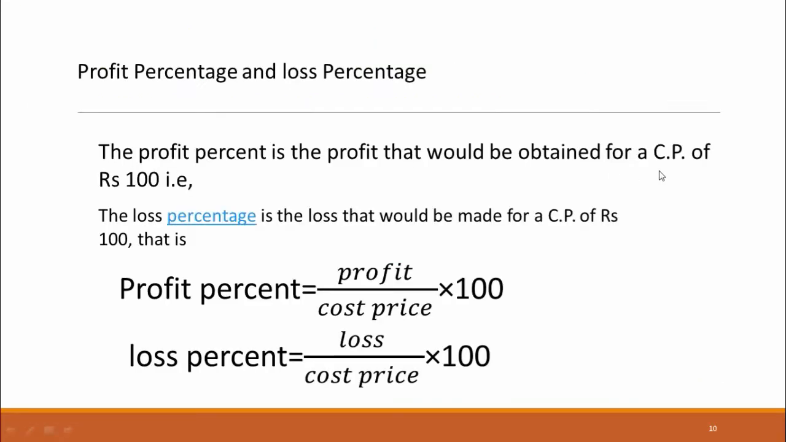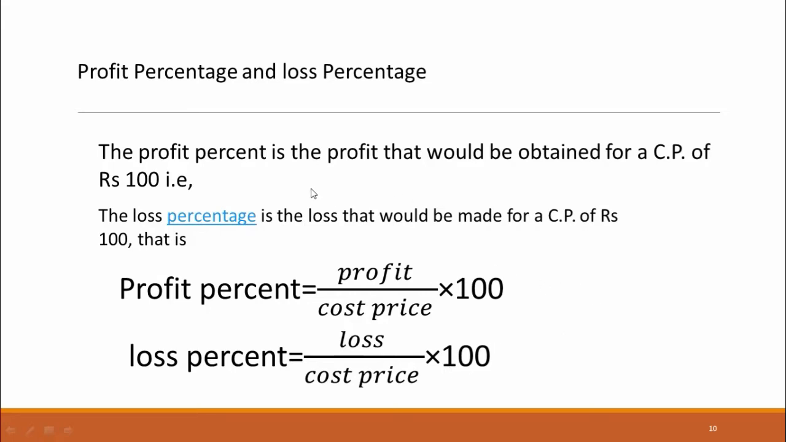For a cost price of 100, the loss percentage is the loss that will be made for a cost price of Rs 100. This is the formula for the profit percent, that we can find the profit percent by using this formula. Profit percent is equal to profit divided by cost price multiplied by 100, and the loss percent is denoted by the formula loss divided by cost price multiplied by 100.